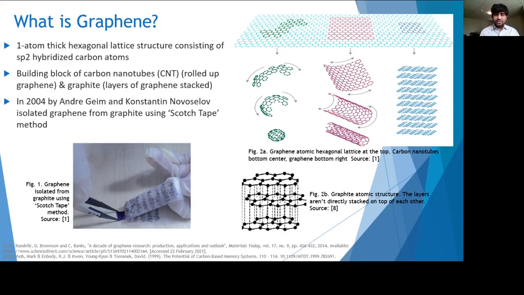The other researchers then took this method and used it to successfully isolate a one atom thick layer of graphene from graphite. So it was a relatively simple method, but it was also an important advancement. In fact, it was so important that in 2010, Geim and Novoselov won the Nobel Prize in Physics for this method and for isolating graphene.